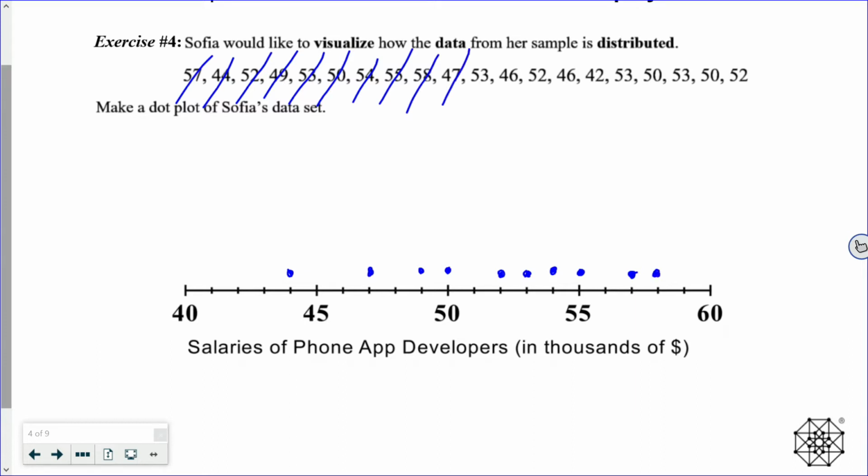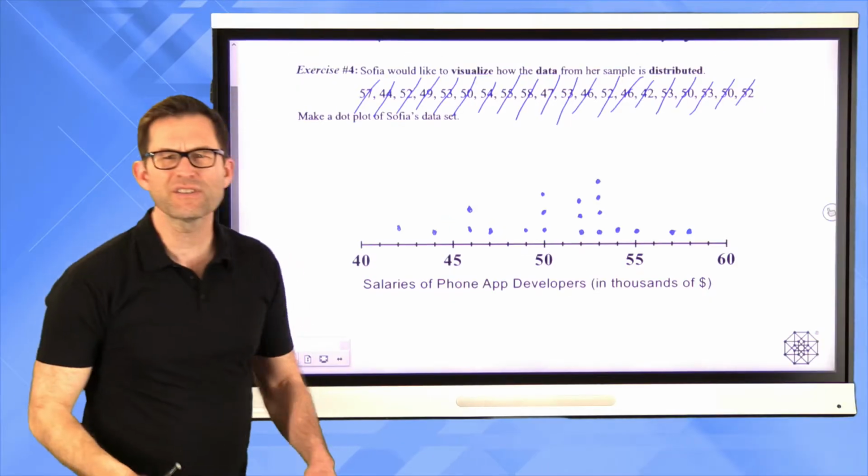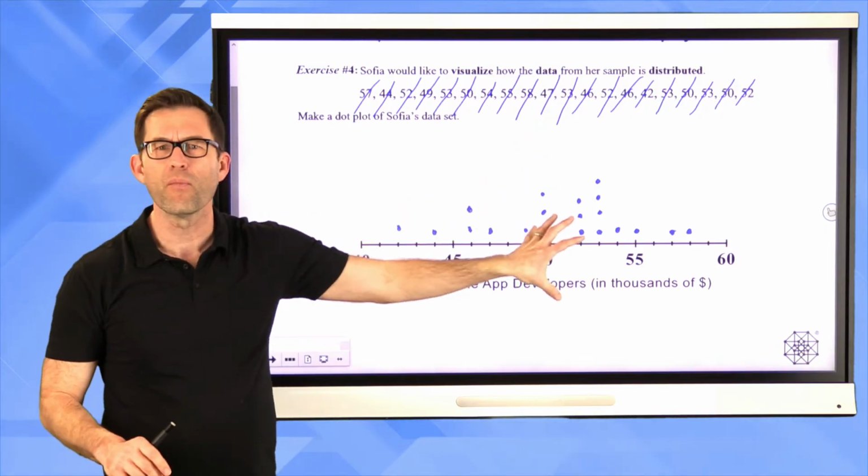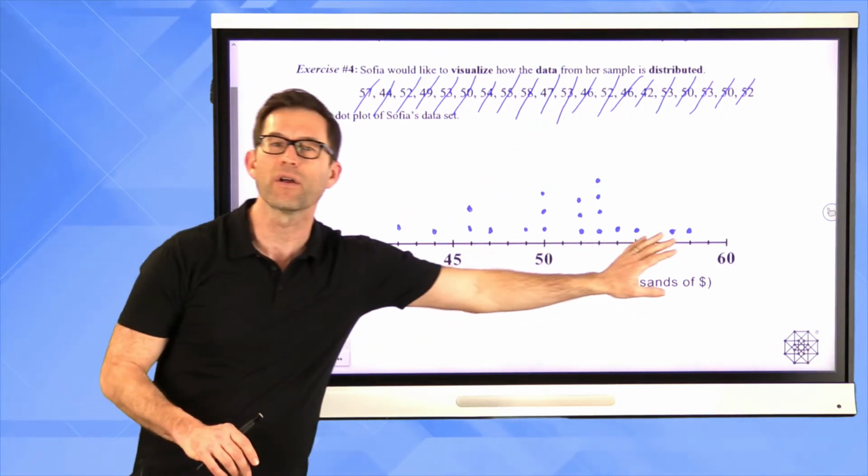47, oh, there's a repeat. 53, 46, there's another repeat. 52, 46, 42, another repeat here. 53, 50, another 53, another 50, and another 52, right? And again, it just gives us a sense, right? We can see that there appears to be a little bit more here, and a little bit less out here and out here, right?